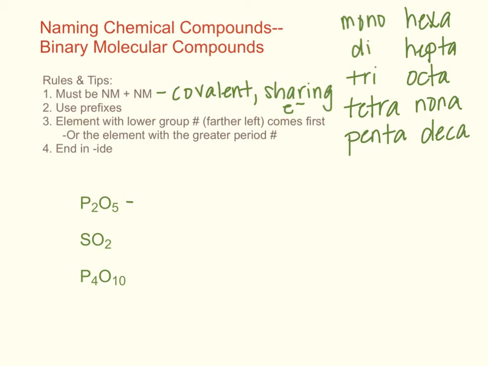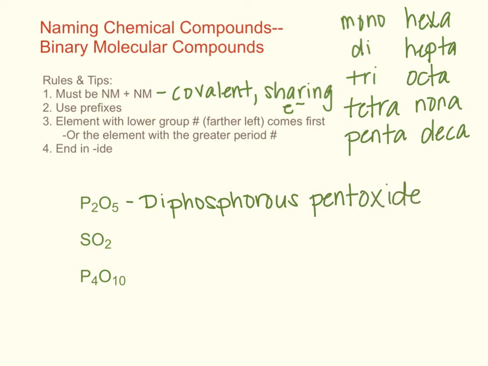So P2, I have 2 phosphorus, so I have to use the prefix di. And then I'm just going to name my element. Diphosphorus. And I have 5 oxygen, so I'm going to use the prefix penta. And instead of doing pentaoxide, I want to try to minimize my number of vowels. So it's actually going to be pentox, and then remember it ends in "ide." Pentoxide.